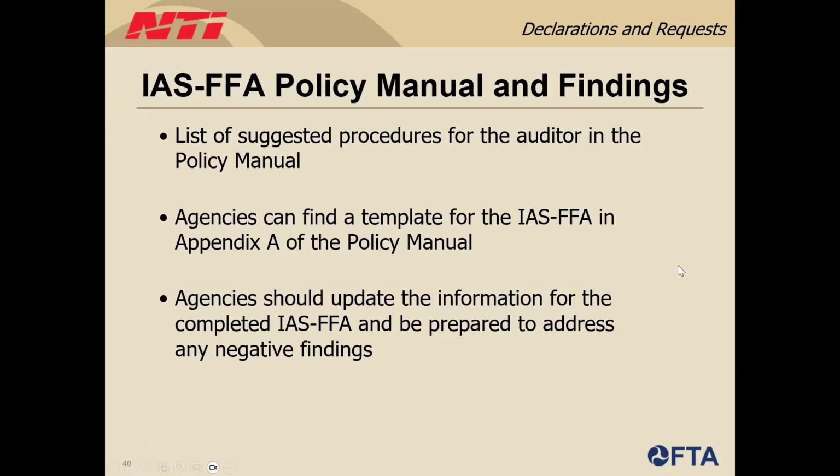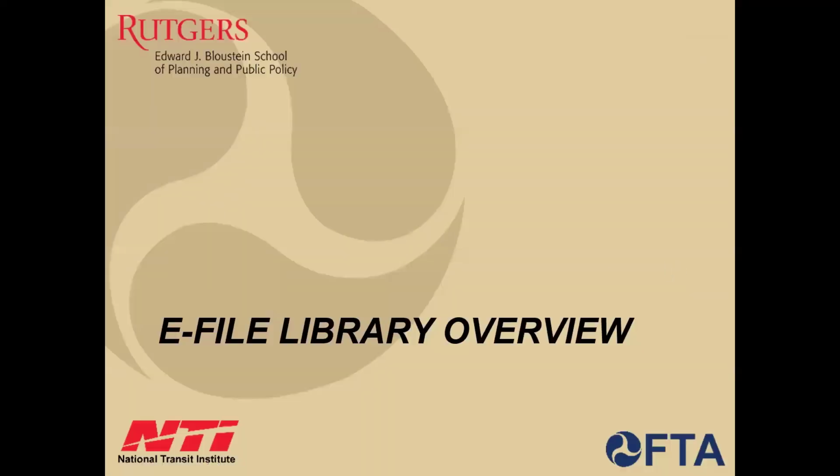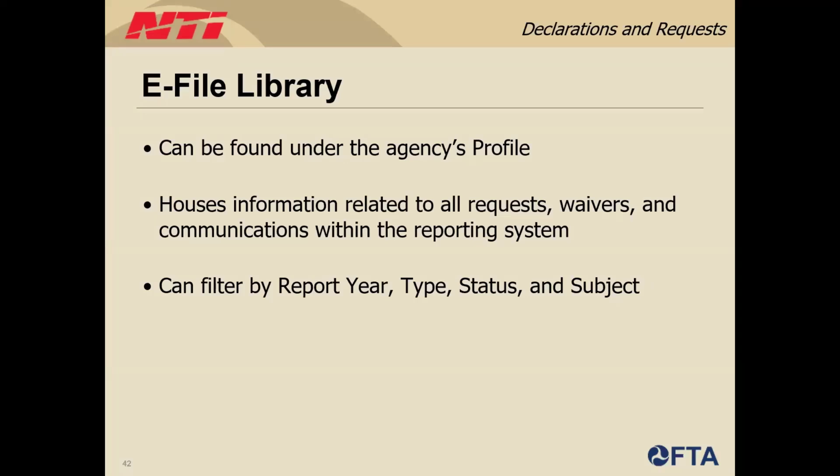In the next section, we will discuss the e-file library. The e-file library houses information on the status of your requests submitted through the system, as well as all blast messages sent out by the NTD. When agencies submit a request through the system, like an APC certification or an IAS-FD waiver that Melody discussed earlier, or any blast messages from NTD, agencies can review these in the e-file library.